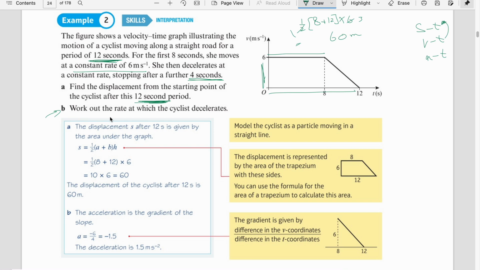B part: work out the rate at which the cyclist decelerates. Gradient gives you the acceleration. So this gradient is y2 minus y1 over x2 minus x1, minus 6 by 4, which is negative 1.5. This is the acceleration, and acceleration and deceleration are opposites of each other. So the deceleration is 1.5 meters per second squared. Clear?